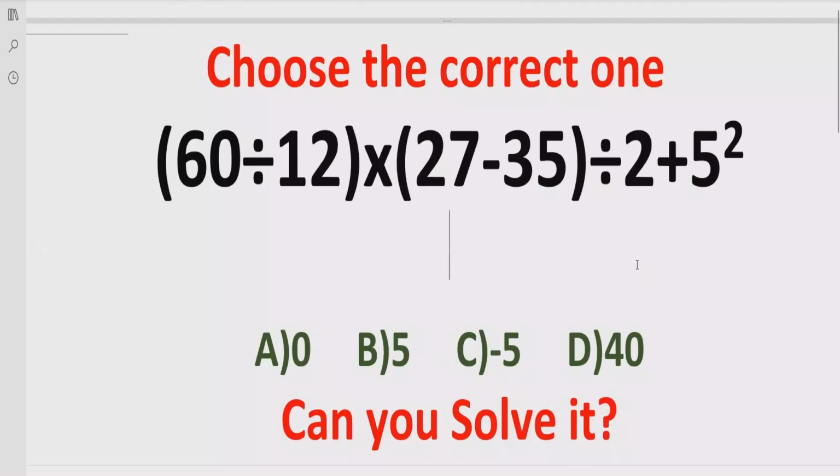Today we will solve another quiz which is related to arithmetic expression. The quiz contains the basic operations plus, minus, multiplication and division. So we have to solve this quiz using the PEMDAS and BODMAS method and find out the correct answer. In the answer list we have four answers. A is 0, B is 5, C is minus 5 and D is 40. So let's see after solving it which answer is correct.